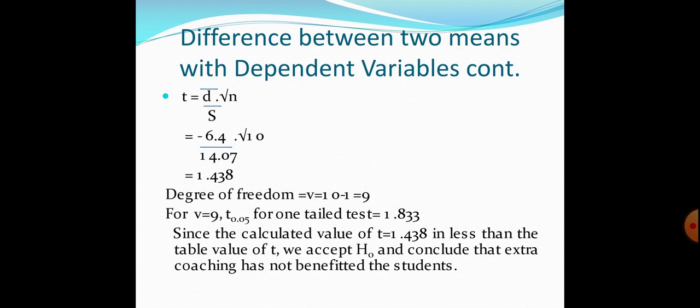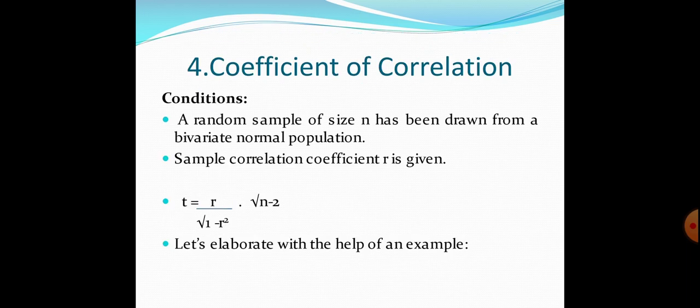Now we have the last test, of the correlation coefficient. This test applies when the value of the sample correlation coefficient is given to you. Must remember one thing, the sample correlation coefficient is given to you, because you have to use the F test also. So consider these assumptions very carefully.